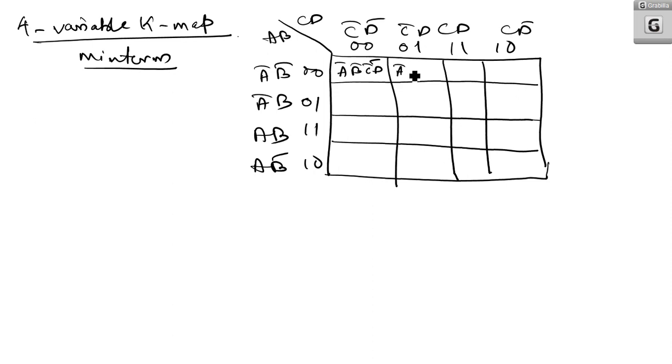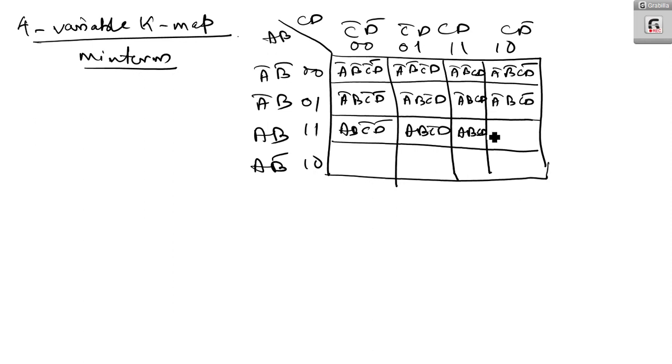So here what we are having is A bar B bar C bar D. This is A bar B bar C D, A bar B bar C D bar. Then this is A bar B C bar D bar, A bar B C bar D, A bar B C D, A bar B C D bar, A B C bar D bar, A B C bar D, A B C D. This is A B C D bar.